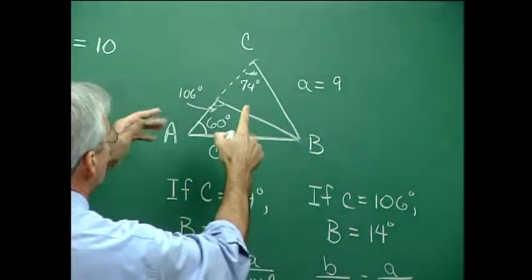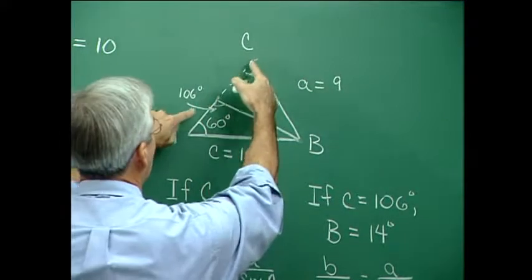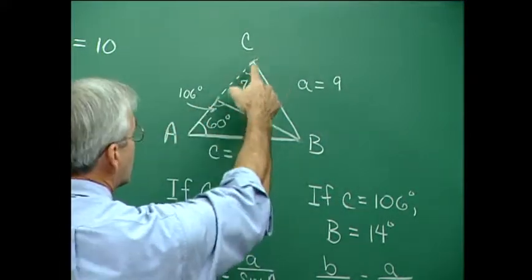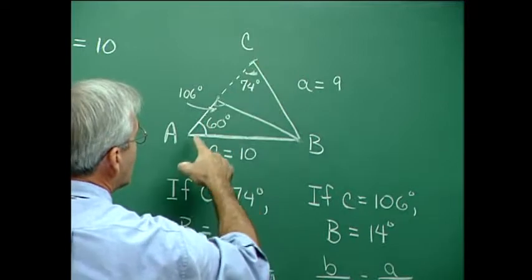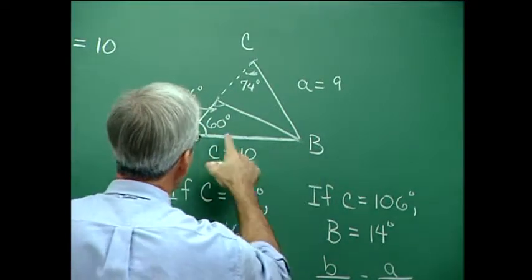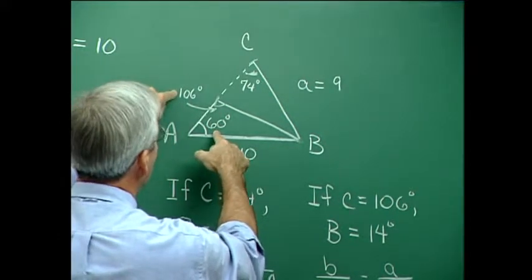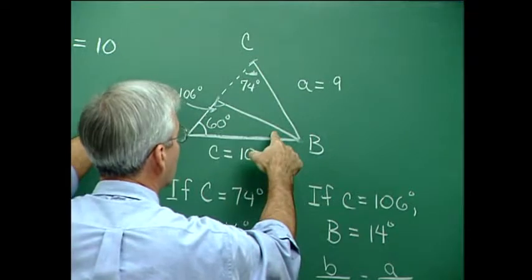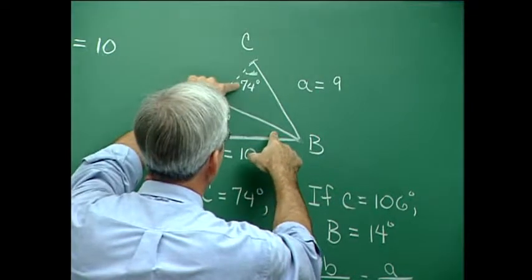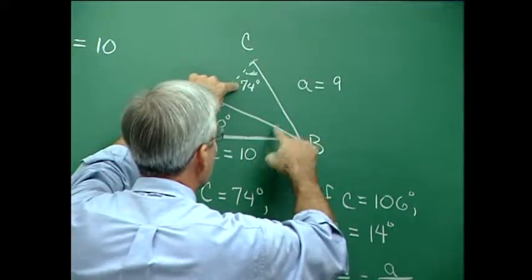We have two circumstances for C, which gives us two circumstances for the length of side B, and a couple of circumstances for the size of this angle. If we have a 60-degree angle here and 106 here, then 180 minus 106 minus 60 would be that angle. And if we have 74 degrees up here, then 180 minus 60 minus 74 would give this angle for B.